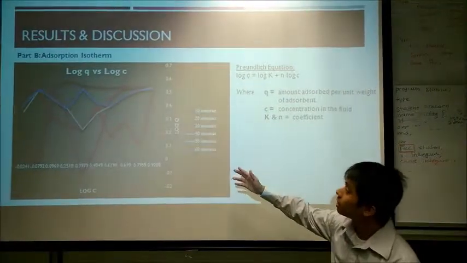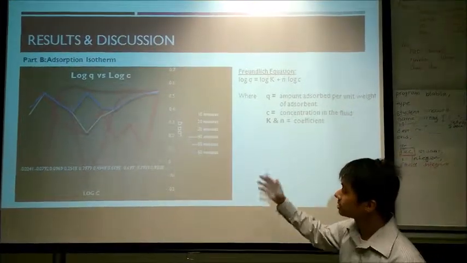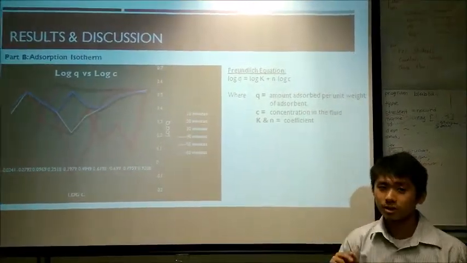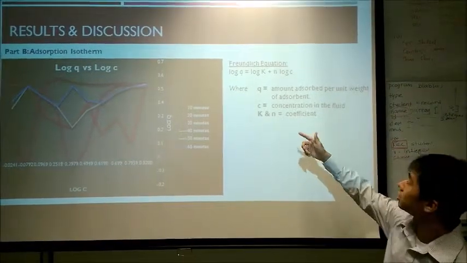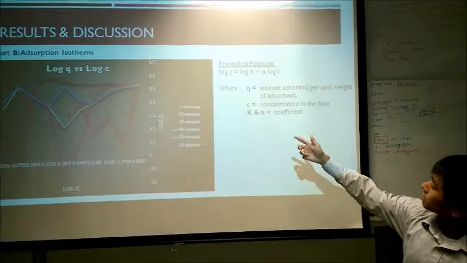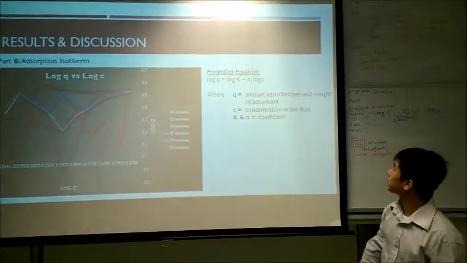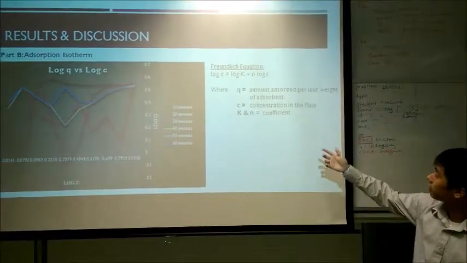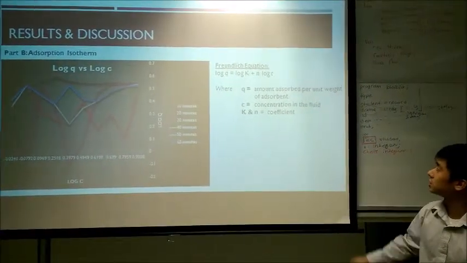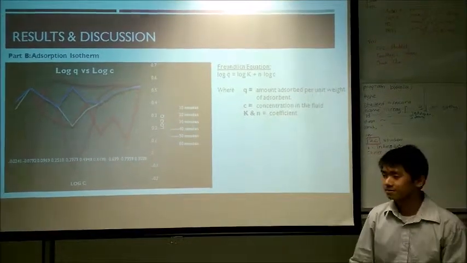And for part B, which is the adsorption isotherm, we are going to analyze the results based on two methods. The first method is the Freundlich equation. The graph is plotted based on log Q versus log C. Q is the amount adsorbed per unit weight of the adsorbent, whereas C is the concentration of the fluid, and K and N are the coefficients.